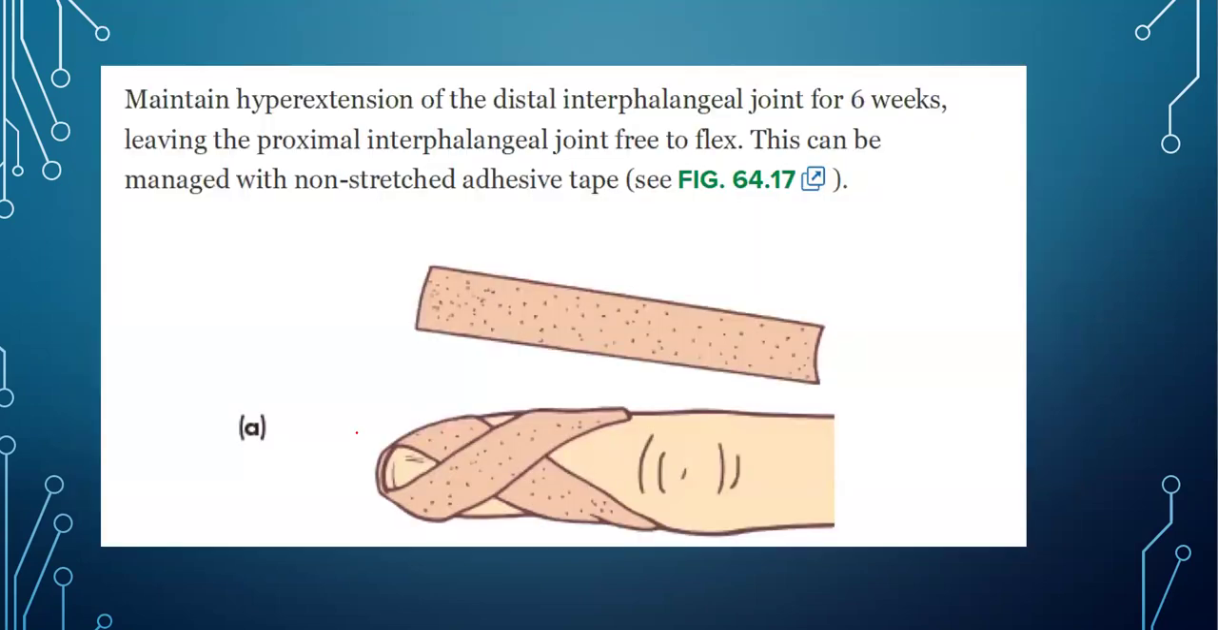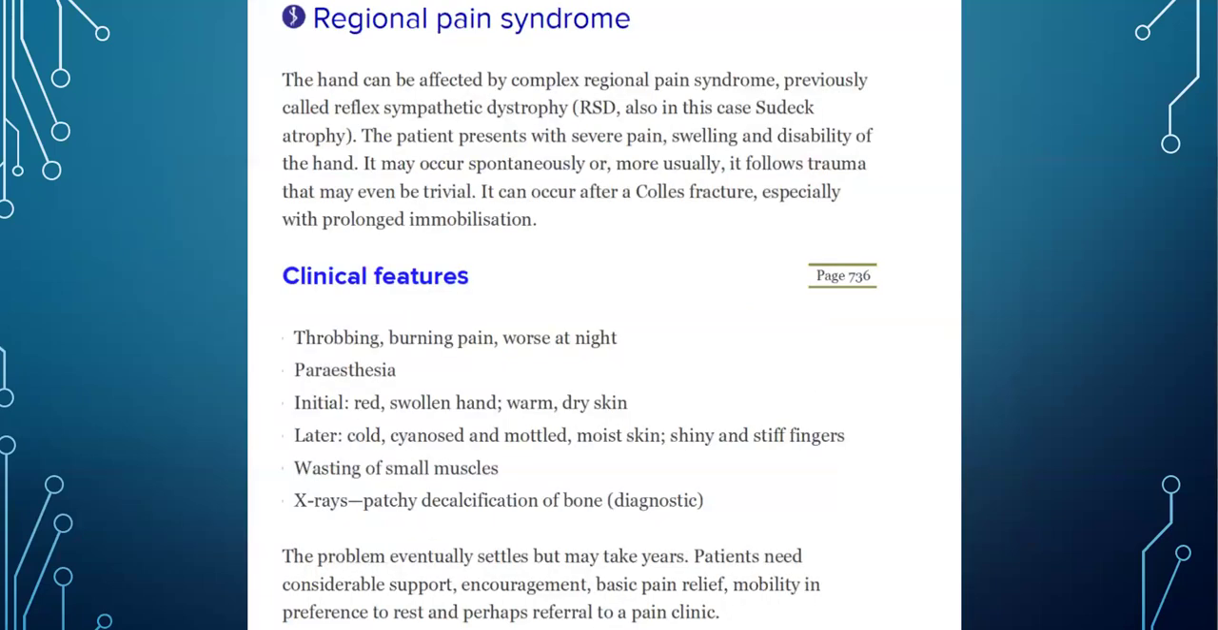So what would you do for this case? So you'll just need to bring the finger into extension and you apply a bandage or splint like this, you can see. So you just make it extended and then put a bandage and keep it there for 6 weeks. That's the treatment.